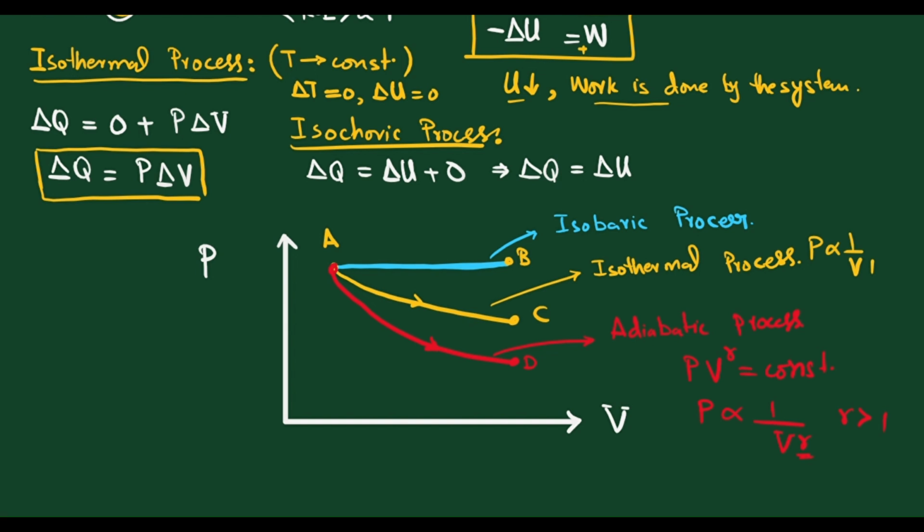Now, the fourth process is the isochoric process, and for the isochoric process we can say the graph will go like this. It is neither expansion nor compression because the volume remains constant and the pressure decreases. This process represents the isochoric process.